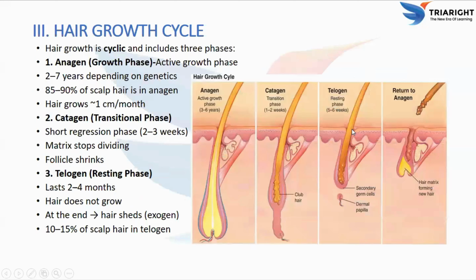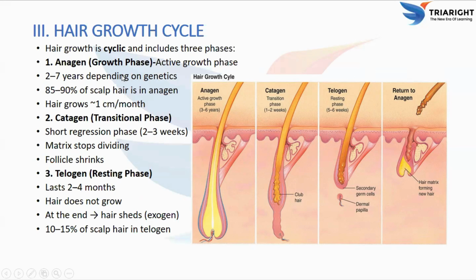So next is the hair growth cycle. Hair growth is not continuous, right? It occurs in a cyclic pattern with three main phases. So what are the three main phases in the hair growth cycle? You can clearly see a picture here. Anagen, catagen and telogen, which is followed by a return to anagen.